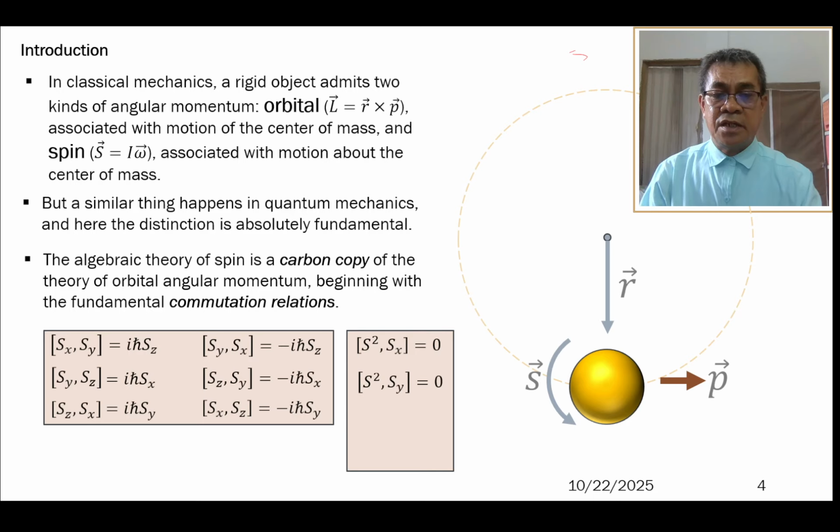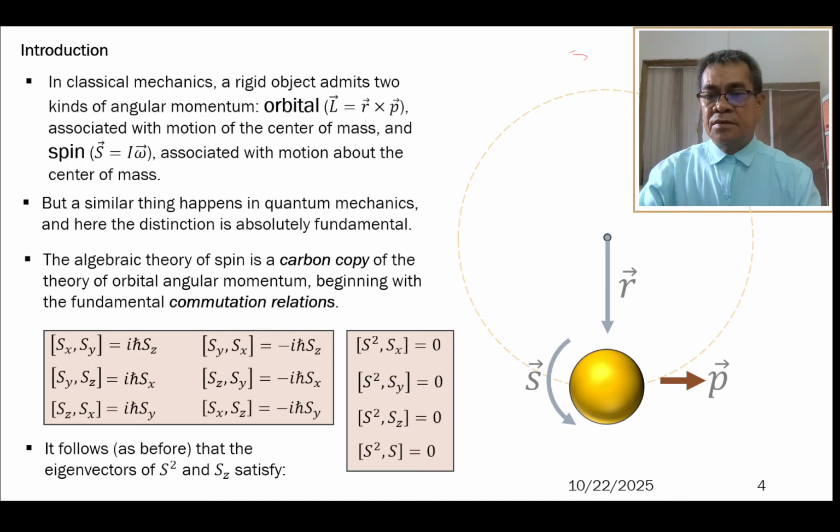And also S squared and Sy commute, also with Sx and Sz. It should be equal to 0, which means that the square of the spin and Sx are compatible, also with Sy and with Sz. So if they are compatible, then in quantum mechanics they share the same eigenfunctions, but of different eigenvalues.